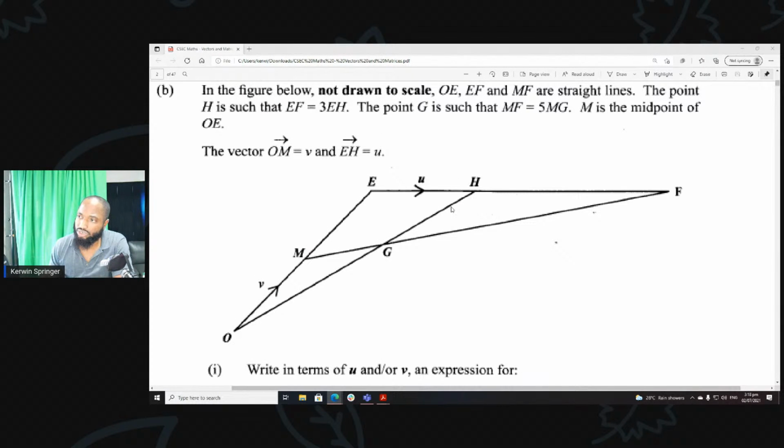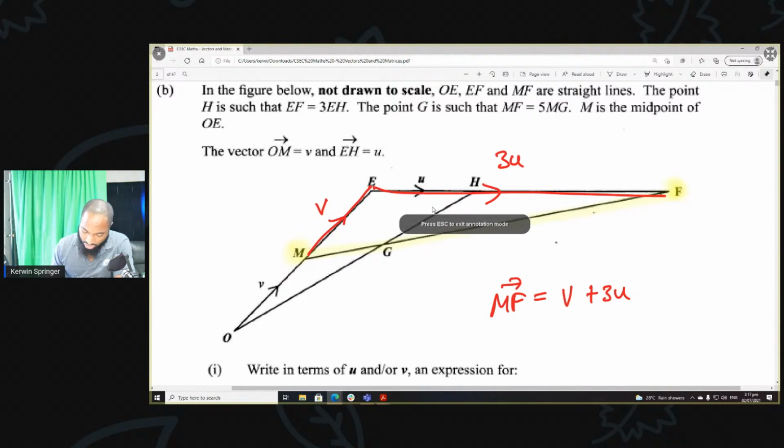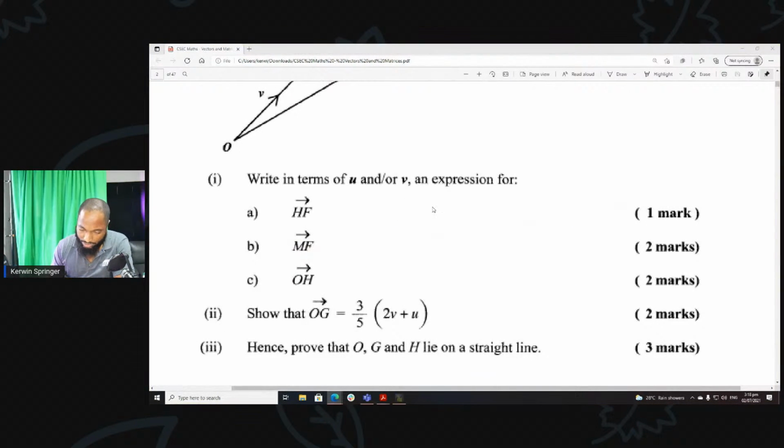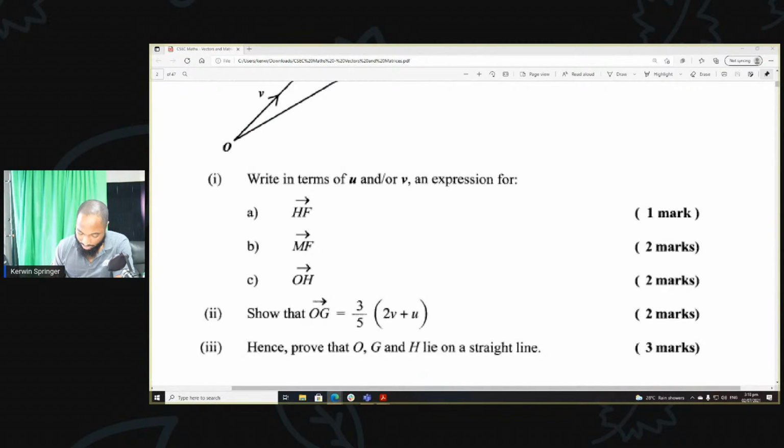O to H. This looked like it was hard, but it wasn't that hard. So O to H, if we put on our thinking caps again, hopefully we didn't take them off. O to H, we had a V there, you do 2 V's now and you do the U. So O to H is simply 2V plus U.